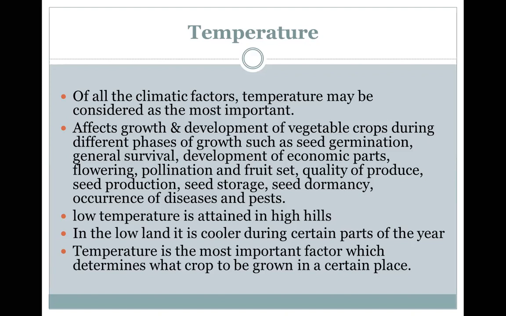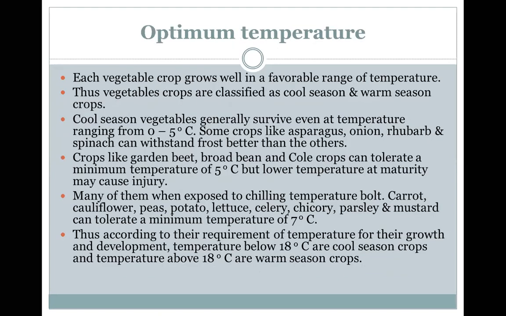So if we talk about where we can get low temperature and where we get high temperature, low temperature is attained in the high hills, right? In the lowlands, it is cooler during certain parts of the year, and temperature is the most important factor which determines what crop is to be grown in a certain place, right? So it depends upon the climate and temperature which kind of crop can be grown in certain places. So what is optimum temperature? Optimum temperature means each crop requires a favorable range of temperature for its growth and development. That is known as the optimum temperature for a particular crop, right?